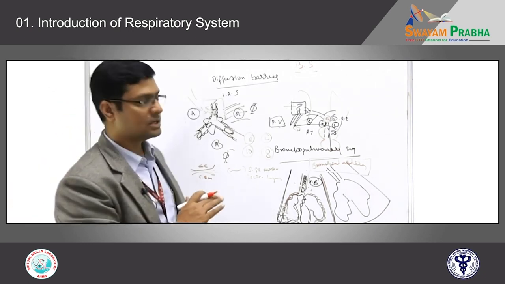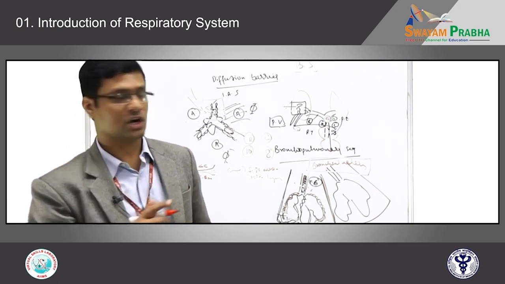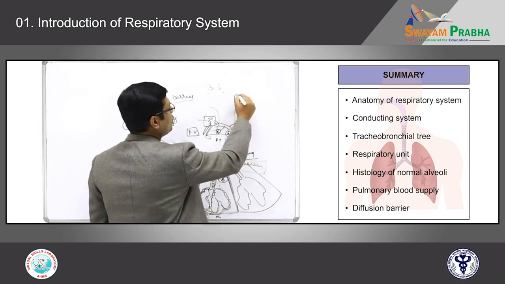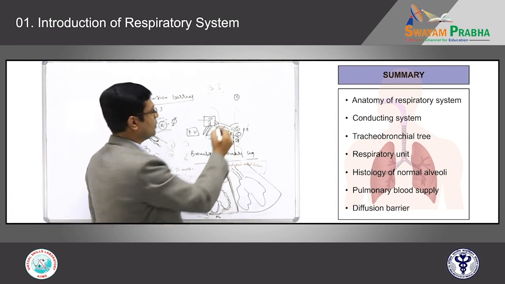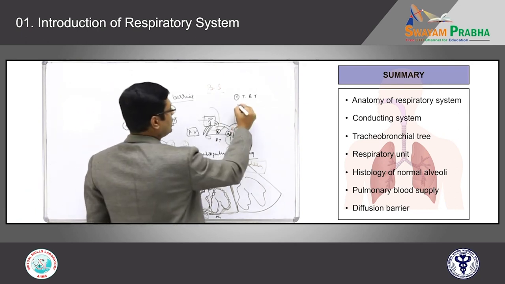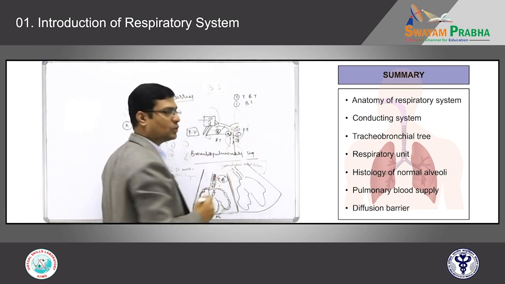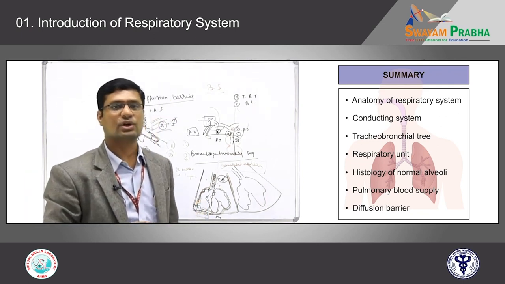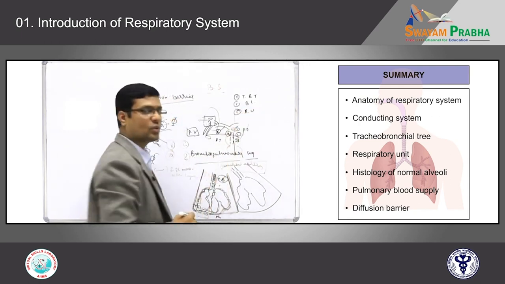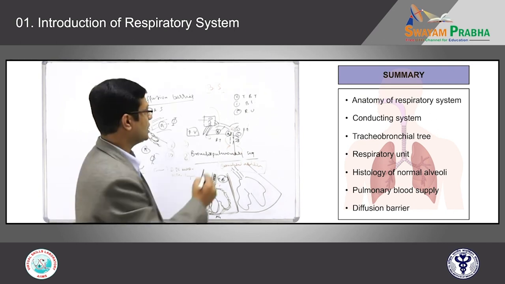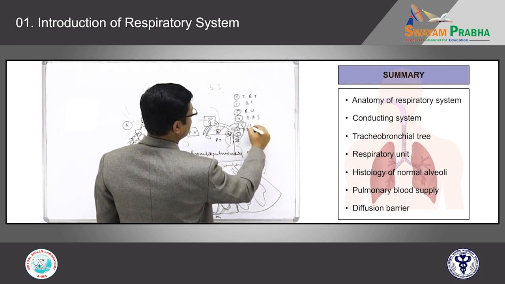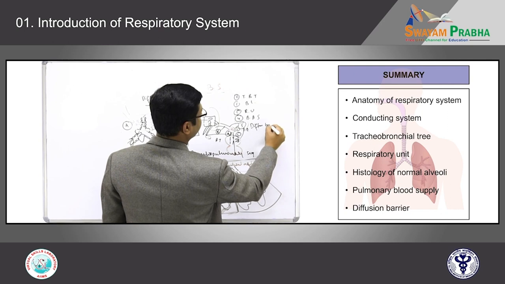So in today's lecture, we spoke about the normal anatomy. We spoke about the lungs. We spoke about the tracheobronchial tree, its lining, and how it branches. We spoke about the blood circulation of the lung. What is pulmonary circulation? What is bronchial circulation? We spoke about the respiratory unit, what exactly the components of the respiratory unit are, and the bronchopulmonary segment, and finally the alveoli and the diffusion barrier.